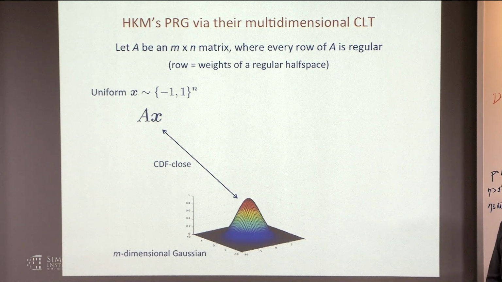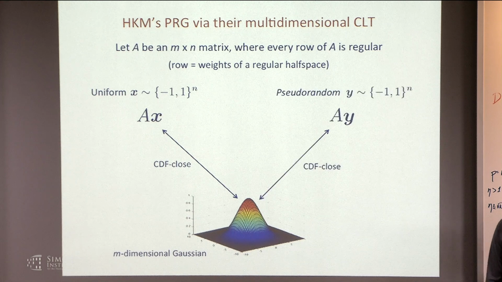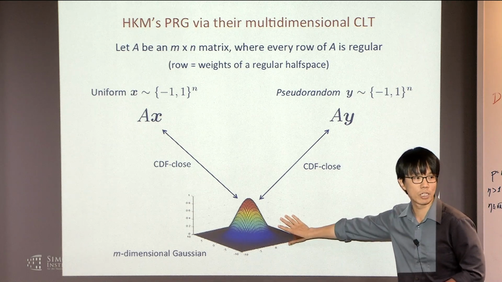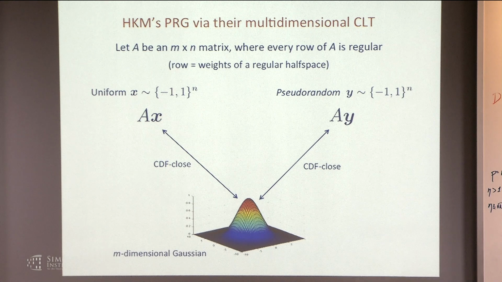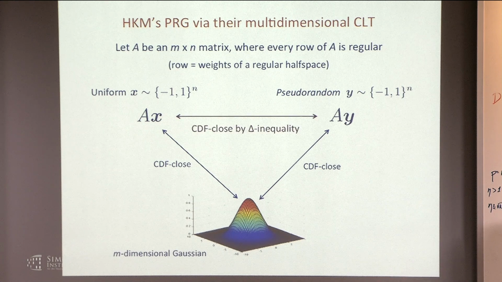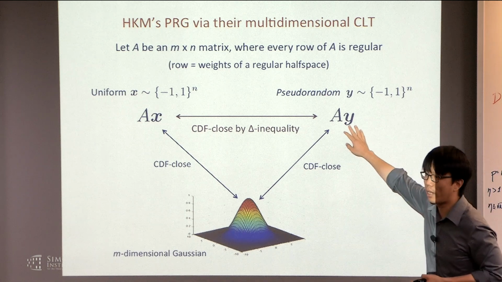They didn't just prove this central limit theorem, they also de-randomized it. They showed that under a pseudorandom y, Ay is also CDF close to the same m-dimensional Gaussian. So they converge to the same Gaussian. And using this Gaussian as a middle person, you can say that Ax and Ay are CDF close by the triangle inequality. And that's exactly what it means to fool the intersection of half spaces specified by A.